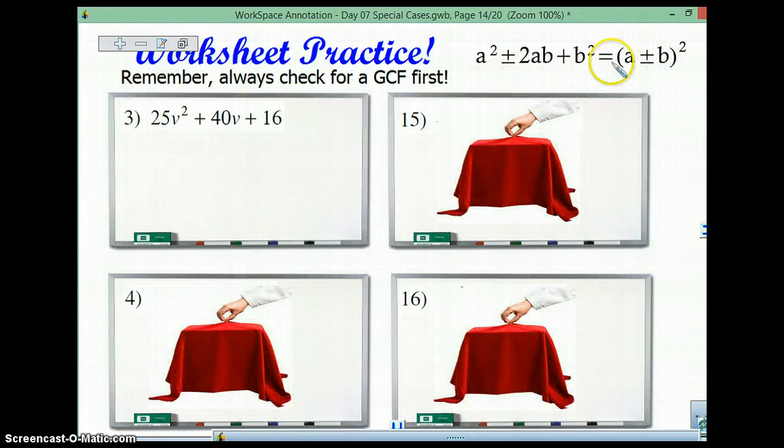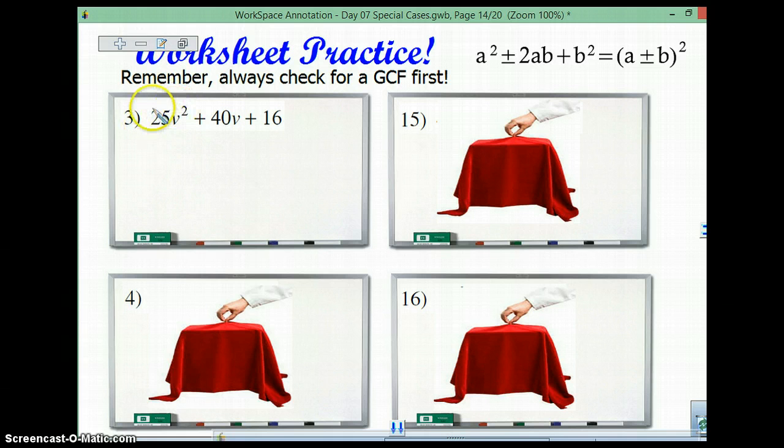Here's how we use it. Here's the formula. Take a look. Same thing as before. You need to recognize that this looks like an a squared, and this looks like a b squared. So you ask yourself, this middle term, is it a times b times 2? First, let's rewrite it. Let's figure out what the a and the b is.